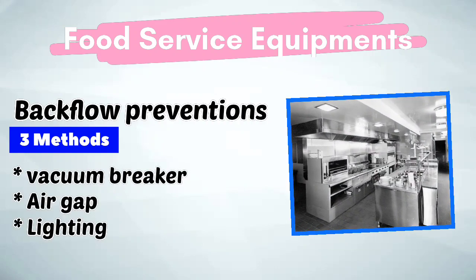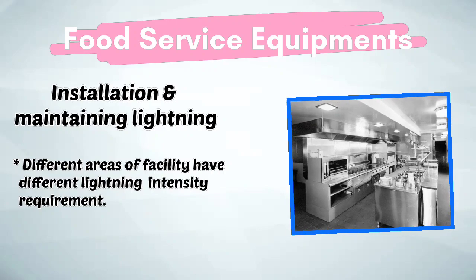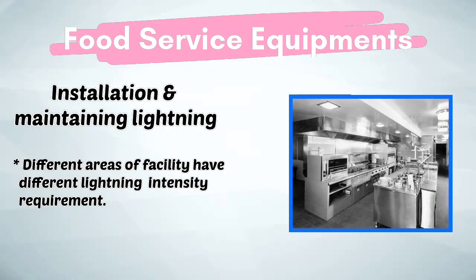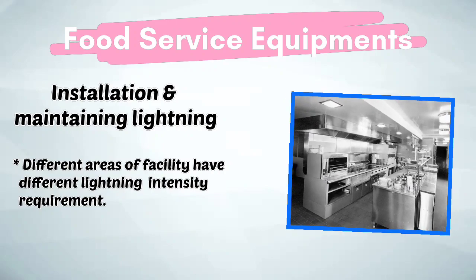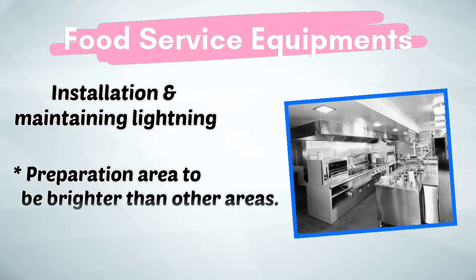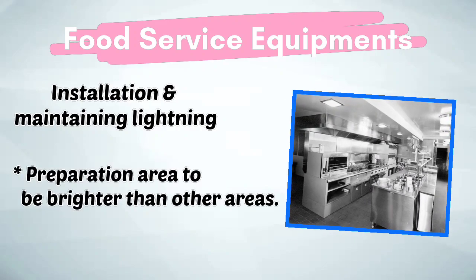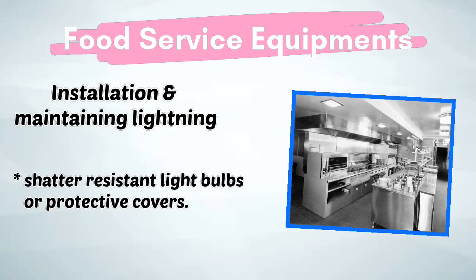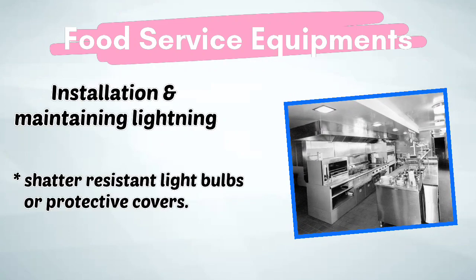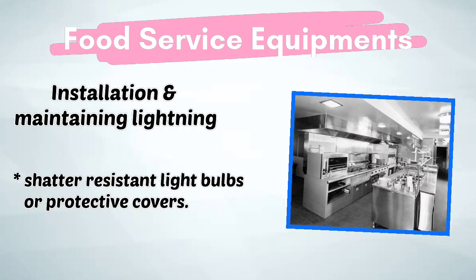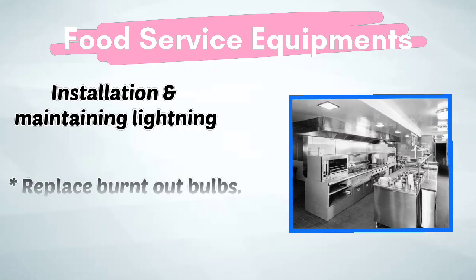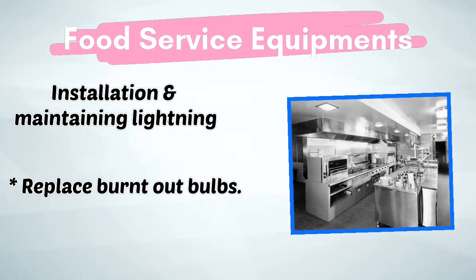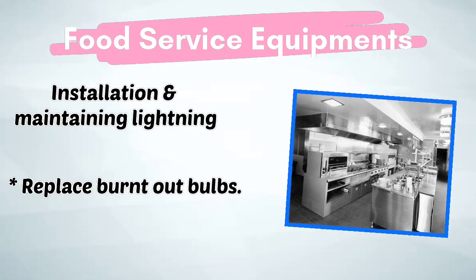Now let's talk about installing and maintaining lighting. Different areas of a facility have different lighting intensity requirements. Local jurisdictions usually require preparation areas to be brighter than other areas. All lights should have shatter-resistant light bulbs or protective covers. Replace burned-out bulbs with correct size bulbs.